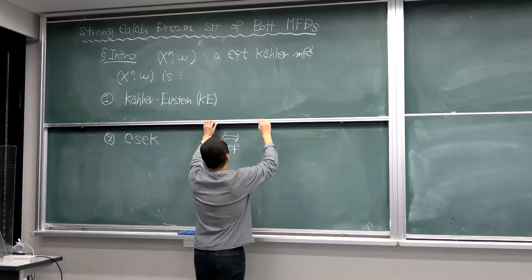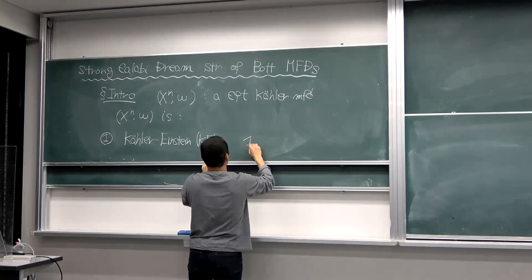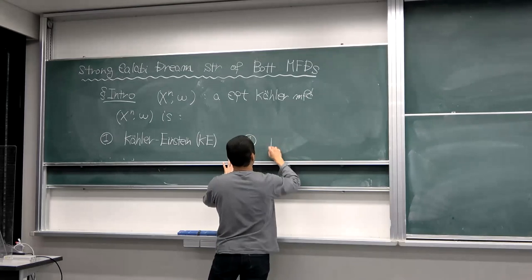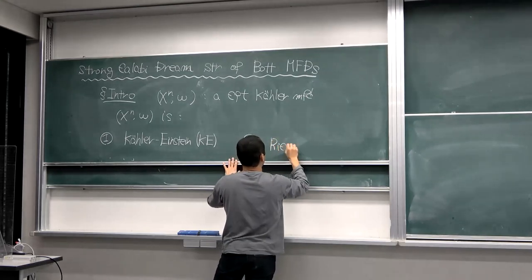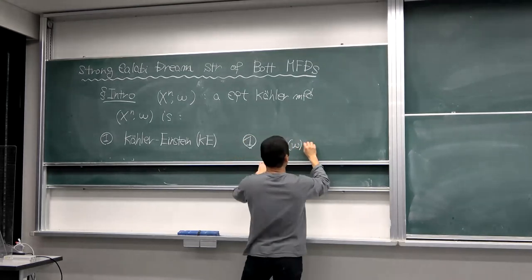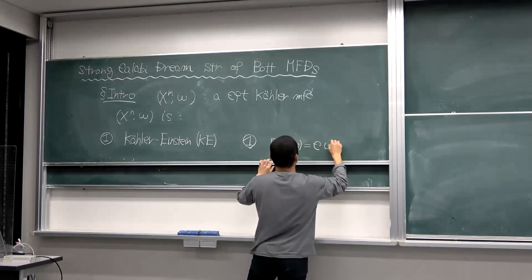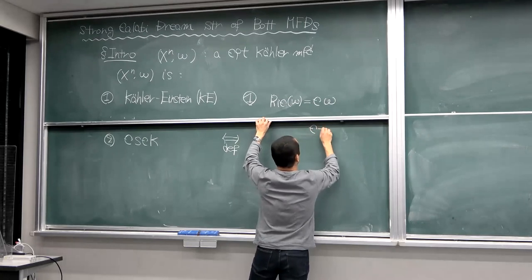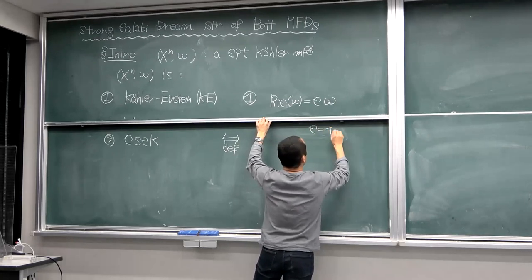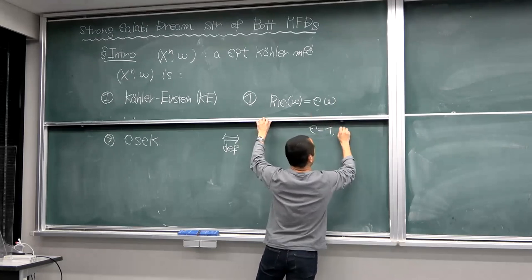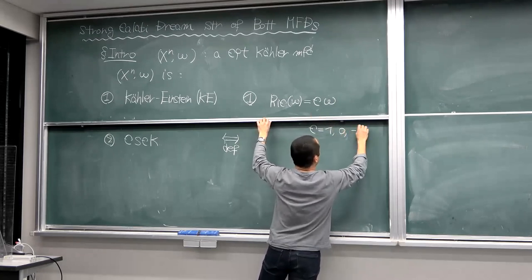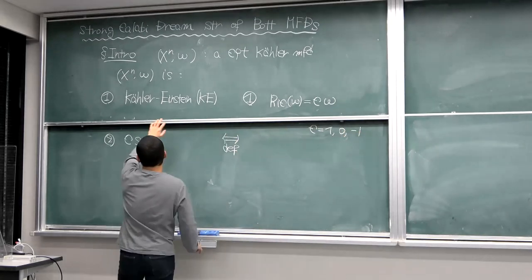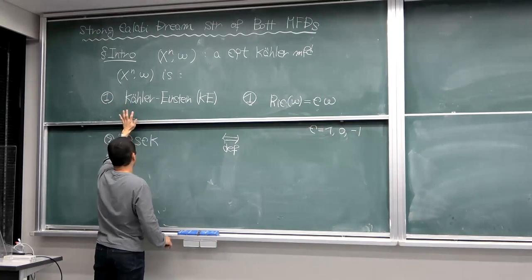The definition of Kähler-Einstein is that the Ricci curvature is proportional to omega, and this constant is called the Einstein constant. Technically, we can normalize this constant to 1, 0, or negative 1. This is one of the special cases.